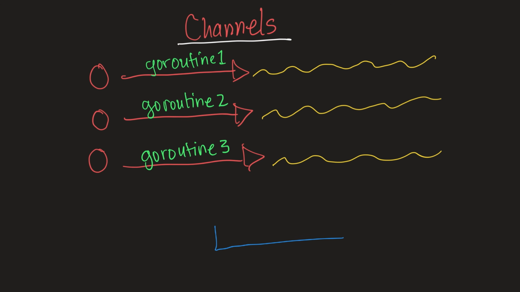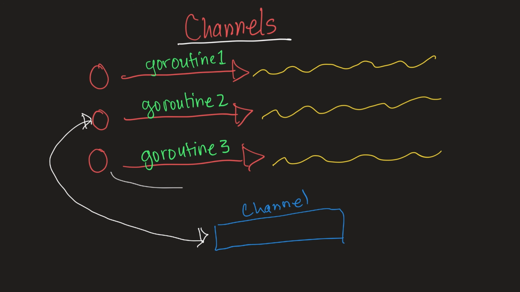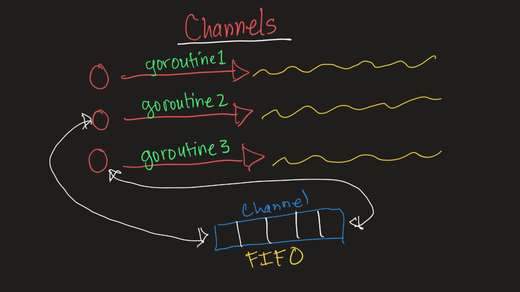In that case, we could have a channel here that goroutine 2 will read from and goroutine 3 will write to. And we can really just think of channels as first in, first out queues. So let's say that the data that's being communicated to goroutine 2 from goroutine 3 are hearts. So 3 units of data are put onto the channel by goroutine 3. Goroutine 2 would just read off those units of data in first in, first out order. So this one would get read off first, and this one second, and then this one third.